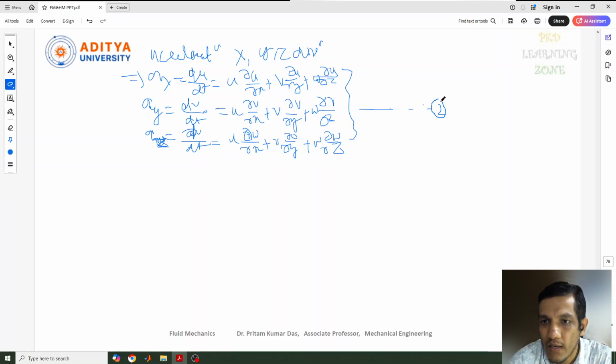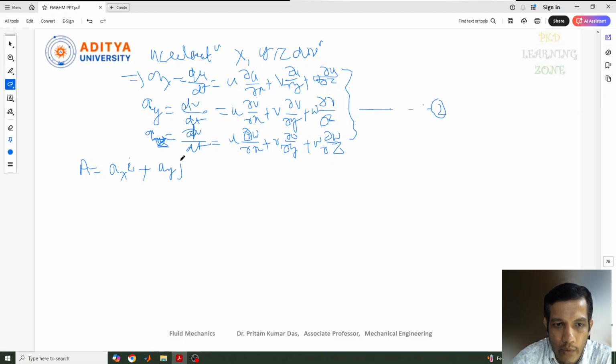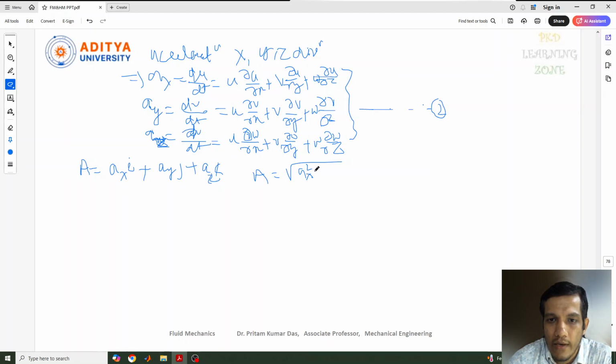Now the acceleration vector, we can write a equal to ax i plus ay j plus az k. And finally we can write the magnitude of the acceleration as the root of ax square plus ay square plus az square. This is the acceleration.